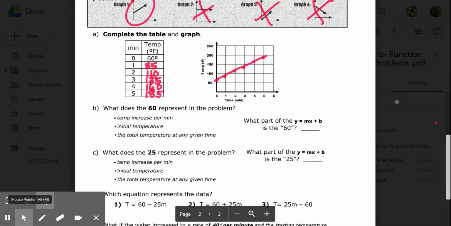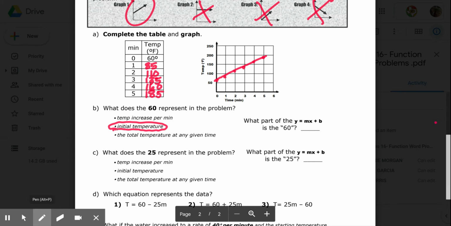All right, let's take a look at letter B. It says, what does the 60 represent in the problem? Well, that's obviously the starting amount. You put that pan underneath the faucet and you are putting that water in there to boil your noodles for macaroni and cheese or whatever. So that's going to be the initial temperature of the water.